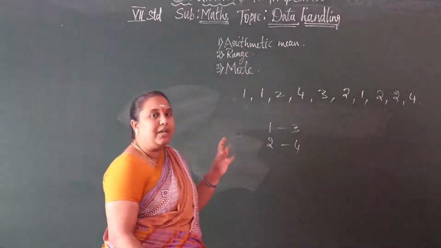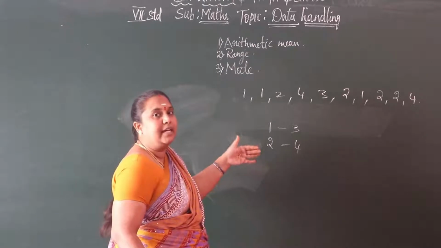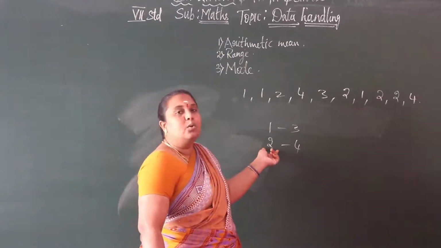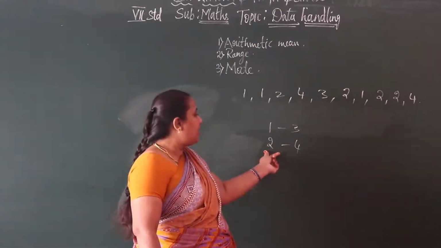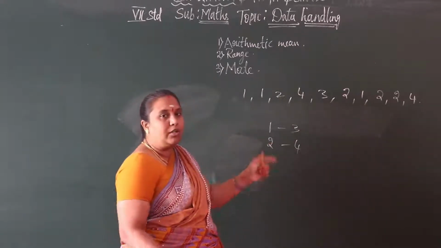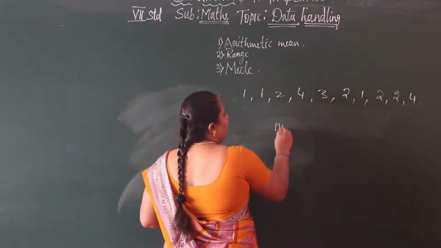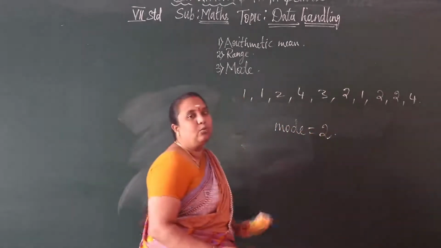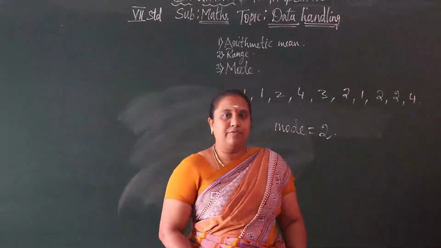So here we have the mode, the number which repeats again and again in a set of numbers. 2 is the number which repeats again and again in a set of numbers. So what is the mode here? We can write mode equals 2. The mode is 2 in the given set of numbers.